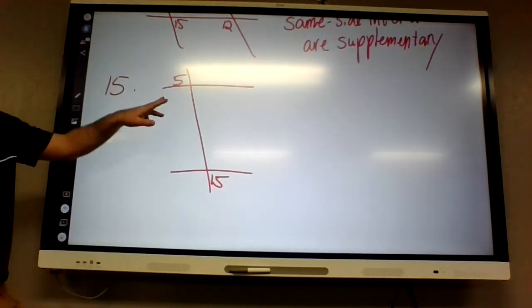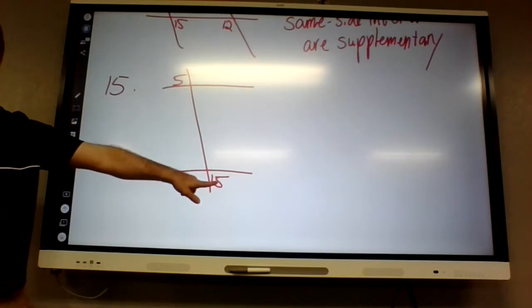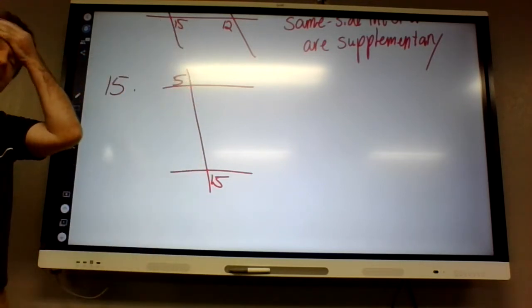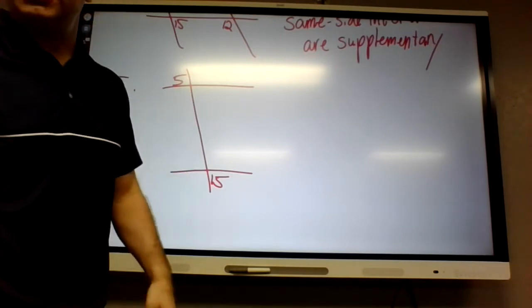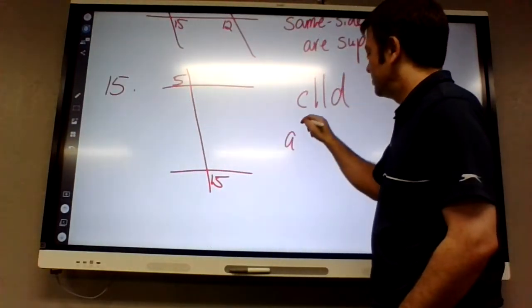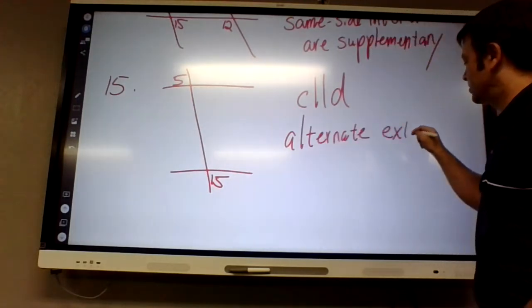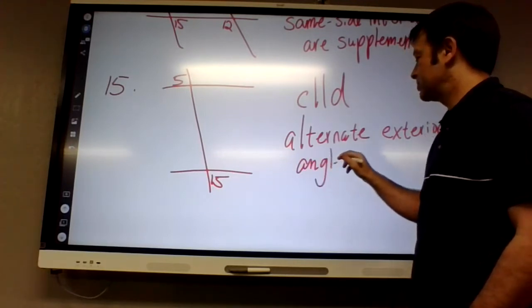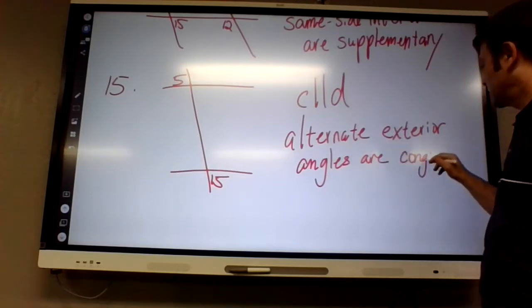Yeah, it's the one that I didn't talk about as much. You guys know what these two angles are? Alternate exterior angles. And that is a theorem. If they are congruent, then the lines are parallel. So C and D are parallel. So C parallel to D. Alternate exterior angles are congruent.